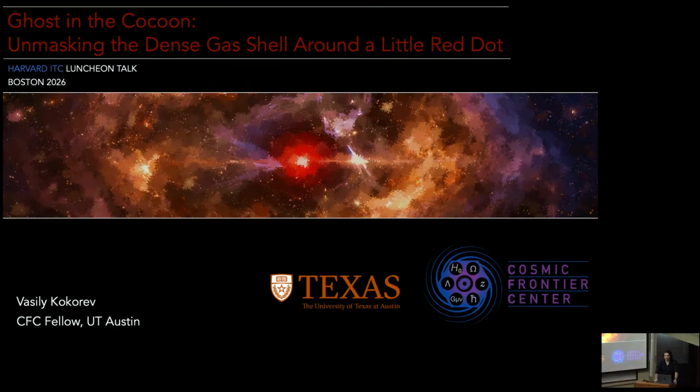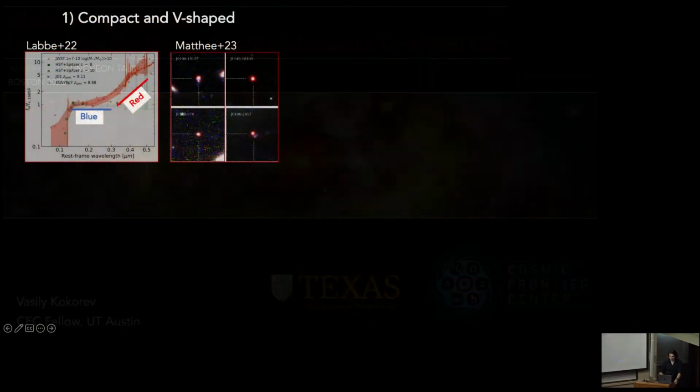Good afternoon. I'm Vasily. I'm a postdoc at UT Austin, and today I'd like to talk about a little bit of my research related to LRDs. So just as a brief recap, LRDs have been in the literature for the last 3 years or so, right? And to describe them, we can just say that these are extremely compact red objects that have a distinct spectral shape, namely this V-shape like SEDs with these breaks in the rest optical.